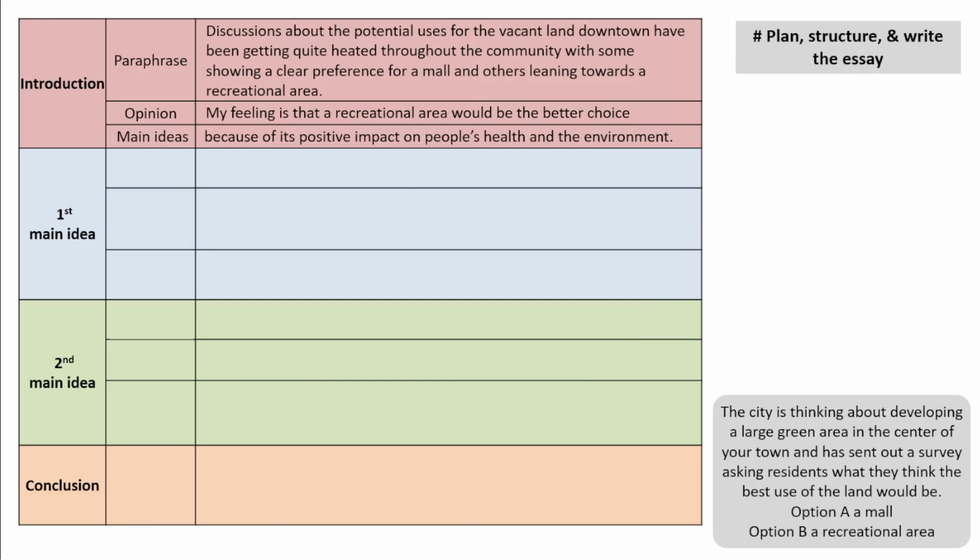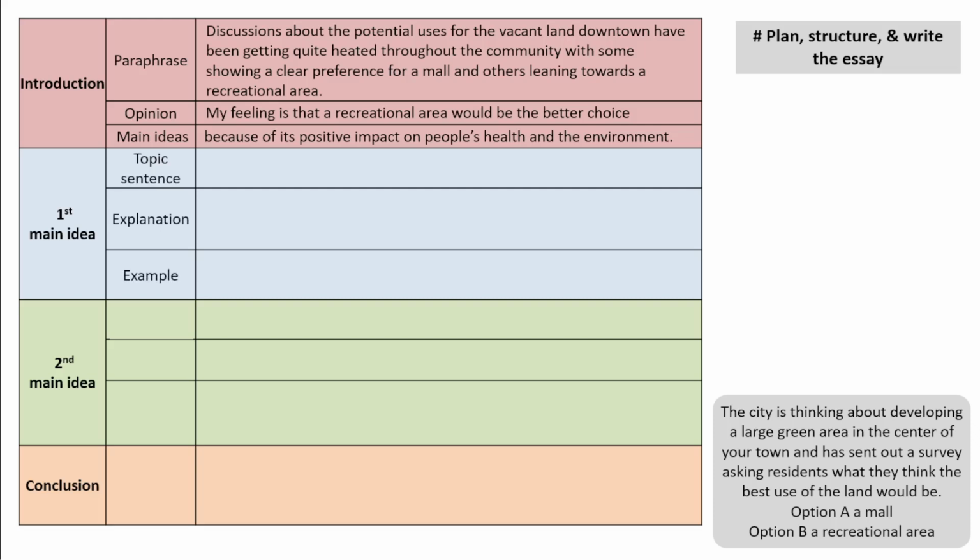Now that we've got our introduction and our main ideas, all we need to do is follow the roadmap and write our 2 main body paragraphs. The first one will be about health benefits and the second one will be about environmental benefits. So each of those paragraphs will have a topic sentence, an explanation, and an example or supporting details.